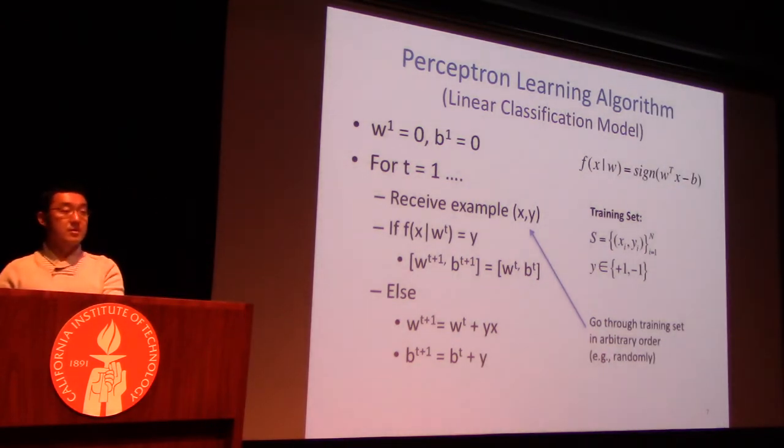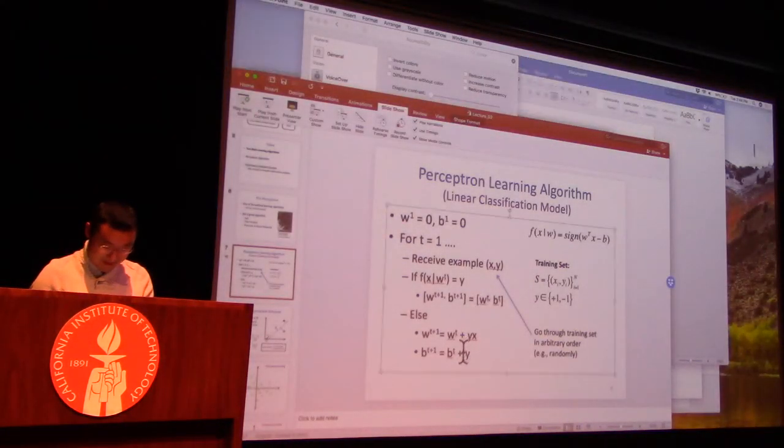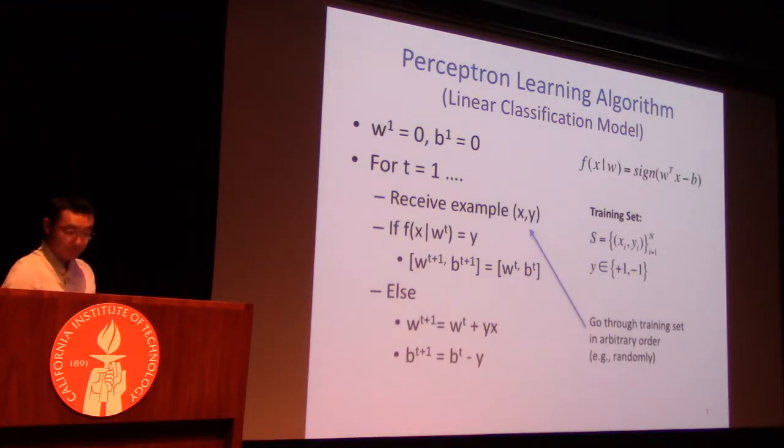Yes? Since in f we're subtracting b, shouldn't y have a different sign? Because if the label's positive, increasing b moves the hyperplane in the direction of w, but you want it to be the other direction. Yes, you are correct. That is a typo. I'll just fix it right now. Ta-da. Thanks. Yeah, that was a typo. Okay, any other questions?